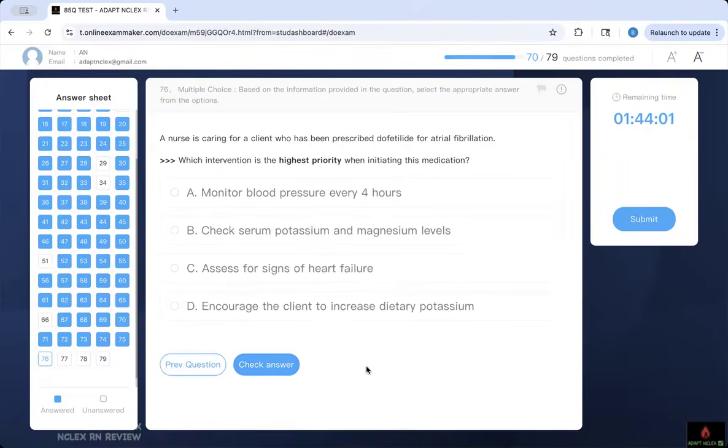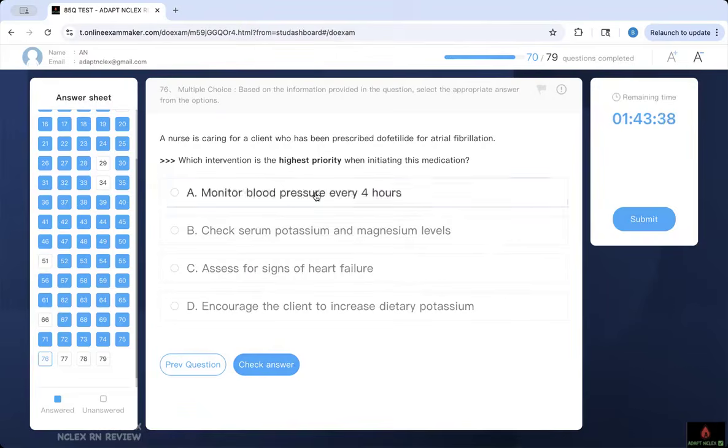And this is caring for a client who has been prescribed dofetilide for AFib. Which intervention is the highest priority when initiating this medication? Monitor blood pressure every 4 hours. Check potassium and magnesium. Assess for signs of heart failure. Encourage the client to increase dietary potassium.